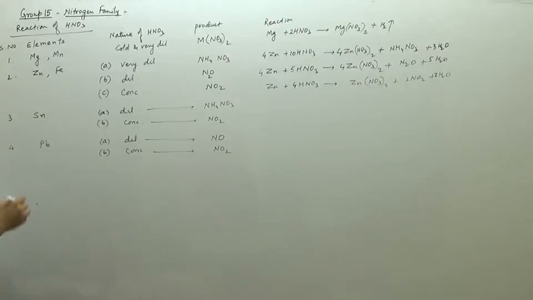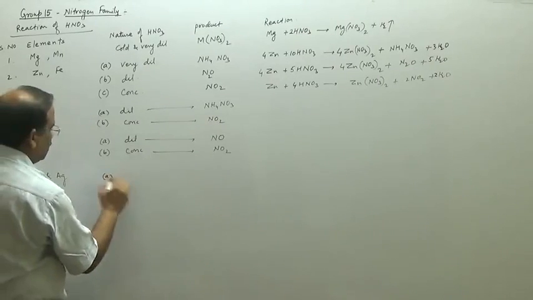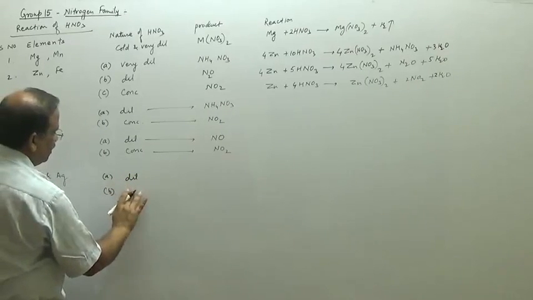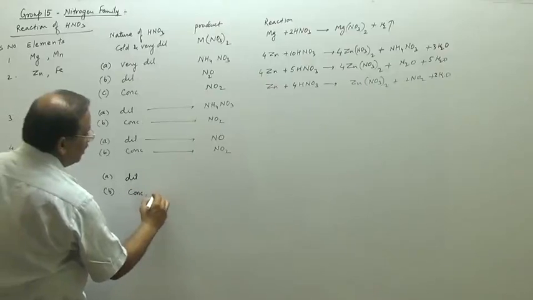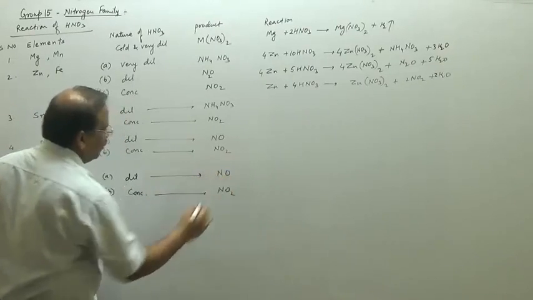So we can say that the metals like copper and silver, if copper and silver are present, then we'll write A, that is dilute, and B, that is concentrated. In case of concentrated, we won't have any doubt. We'll write that NO2 is there, but with dilute, they form NO.